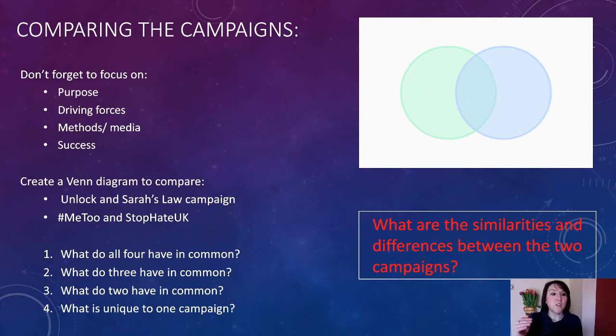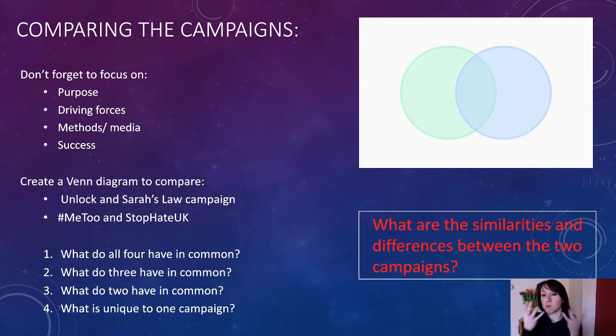So you need to focus on purpose, driving forces, methods and media. So that's the same all the way through. That's your structure. Purpose, what's the purpose of them? What's the driving forces? What's the methods and media? What's the successes? So when we did it together, we did a Venn diagram comparing Unlock and Sarah's Law. We did a Venn diagram comparing #MeToo and Stop Hate UK.